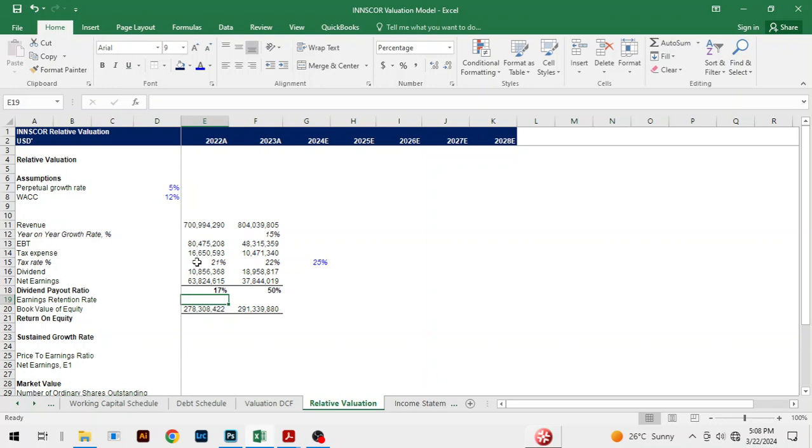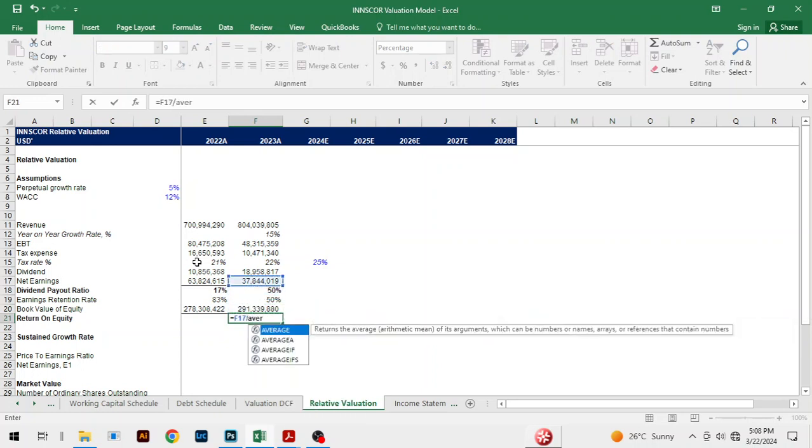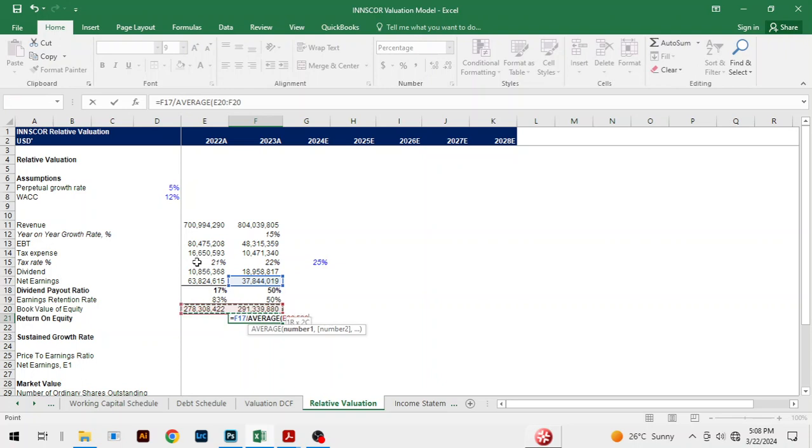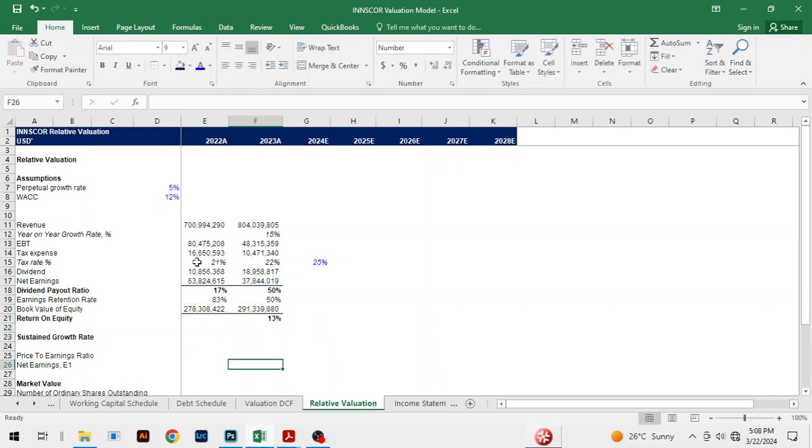Then earnings retention rate, we say equals 1 minus the dividend payout ratio, and then we compute ROE. So ROE, we take net earnings and we divide by the average, and then we get 18%. Then we compute the sustained growth rate. So we say earnings retention rate multiplied by ROE, then we get the sustained growth rate. And I forecast that it will also remain 7%.